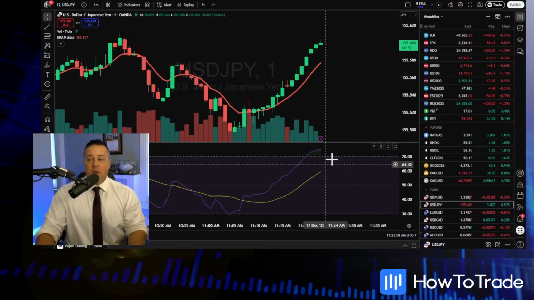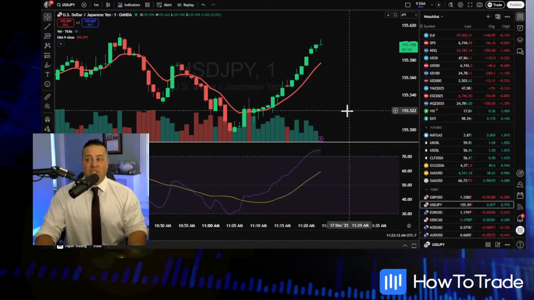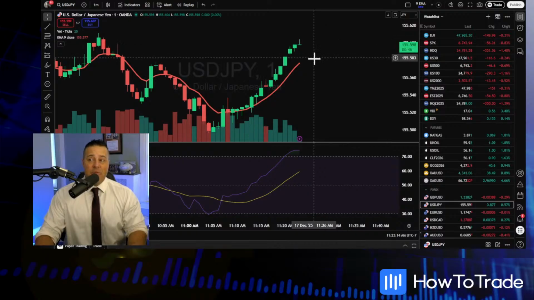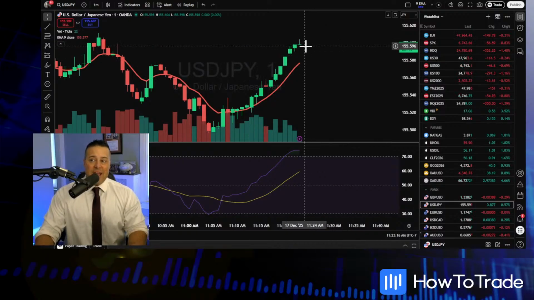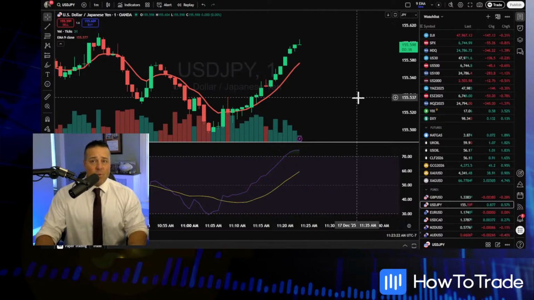1-minute chart. However, you'll notice right down here on our RSI, we are above 70. So we're looking to sell this thing right now. In order for us to sell, we're going to have price cross underneath the 9 EMA, and then we can take a sell. We're not quite there yet.